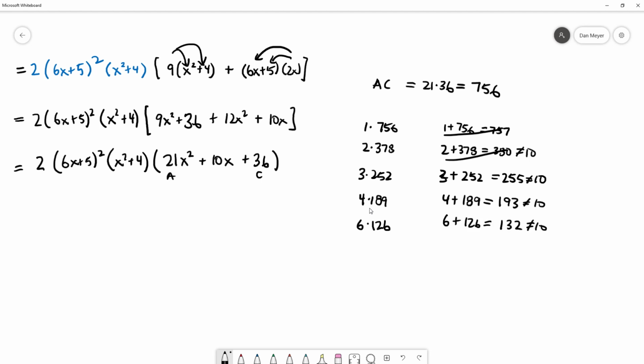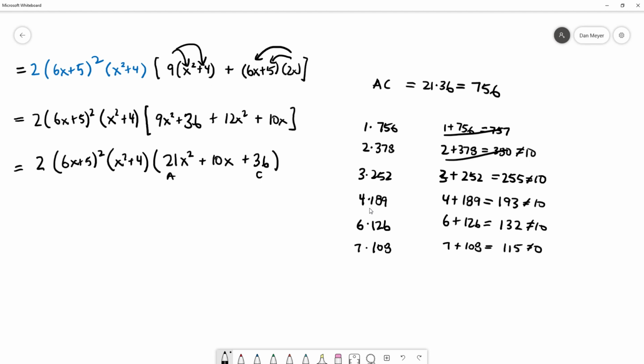I think the next smallest factor is maybe 12. It's definitely not divisible by 5. Is it divisible by 7? 756 divided by 7, it is. 756 divided by 7 is 108. Actually, I'm silly. I could just look at 21 and 36 and realize what some of the factors are. 7 plus 108 is 115, which is not 10.